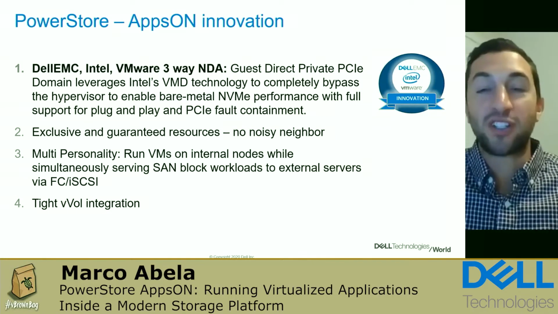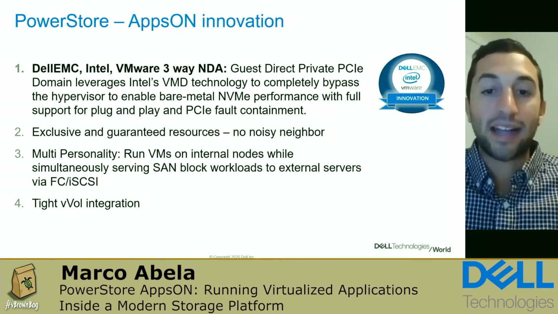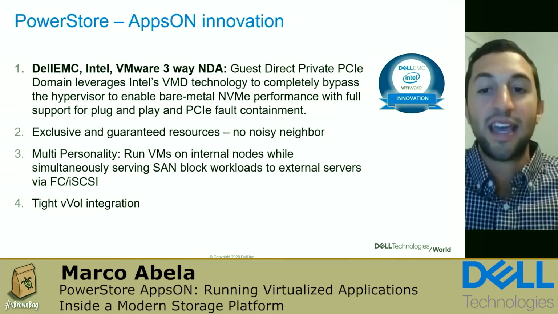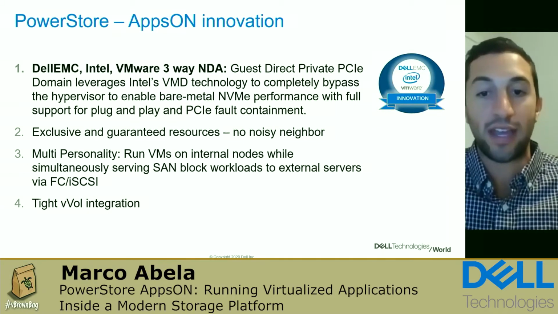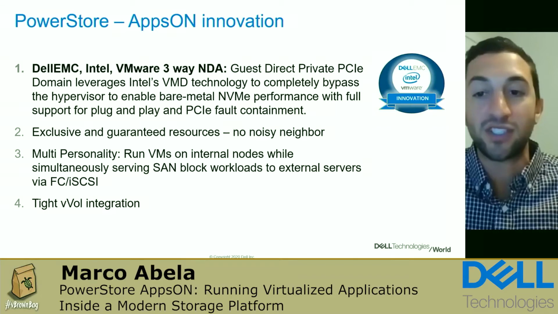Next is the multi-personality, which I talked about before. The PowerStore X model with AppsON is multi-personality in that apart from allowing VMs to run on the internal nodes, it also simultaneously acts as a traditional SAN array, serving block workloads to external servers via Fibre Channel and iSCSI. These external servers are external ESX servers.